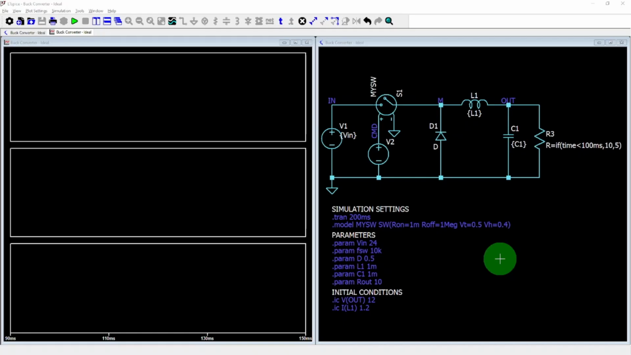We'll use a basic buck converter with a 24 volts input, an ideal switch, a PWM signal at 10 kHz, 50% duty cycle, and no feedback. A 1 mH inductor and 1 mF output capacitor. We'll also set the output voltage to 12 volts and the inductor current to 1.2 amps as the initial conditions to help the simulation quickly reach steady state.